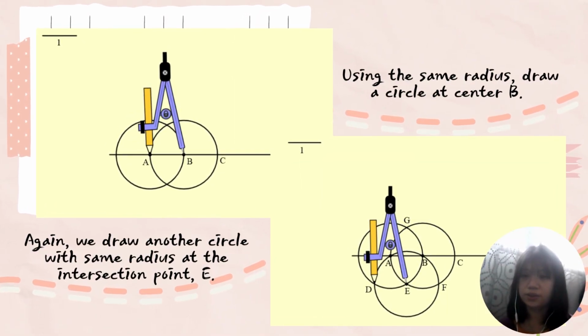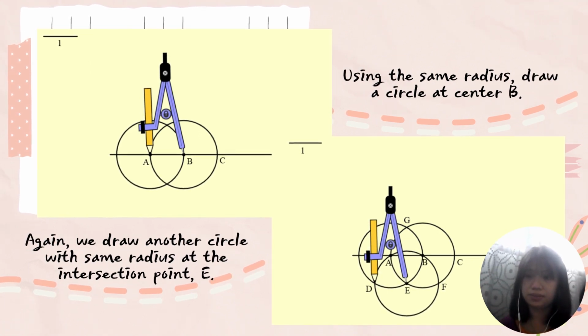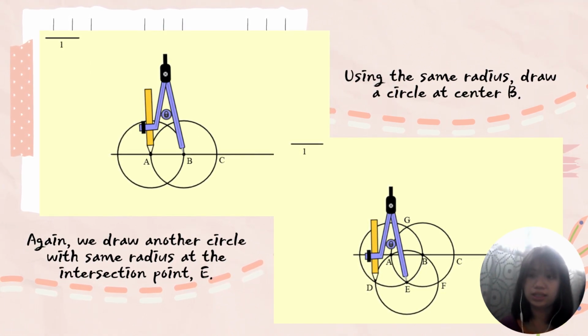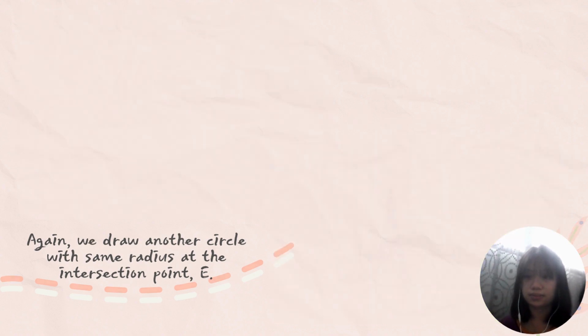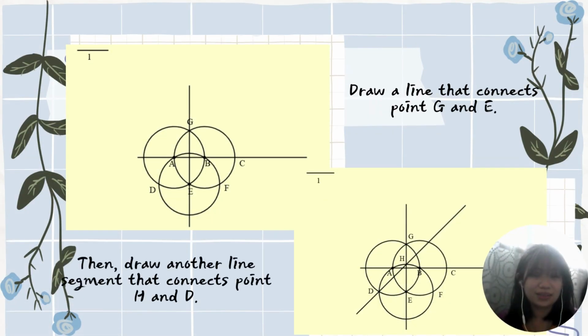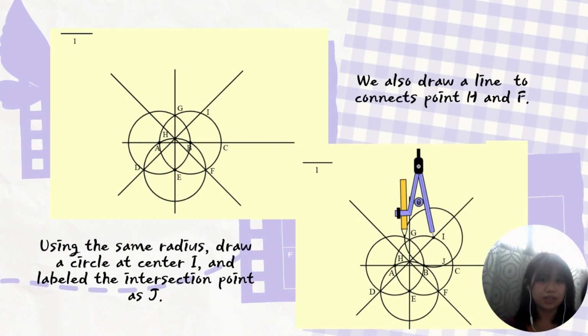Using the same radius, we draw a circle at center B. And similarly, at the intersection point E, another circle has been drawn using the same radius. Now, we draw a line that connects the two intersection points G and E. Then, another line segment that connects the point H and D has also been drawn. Similarly, we also connect the point H and F using a line segment.